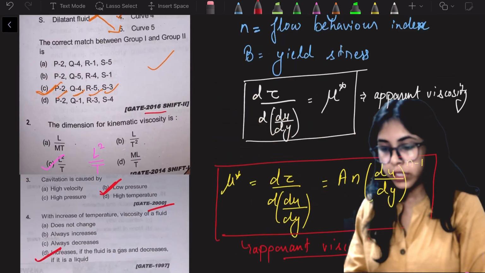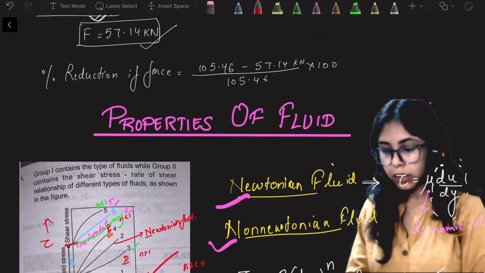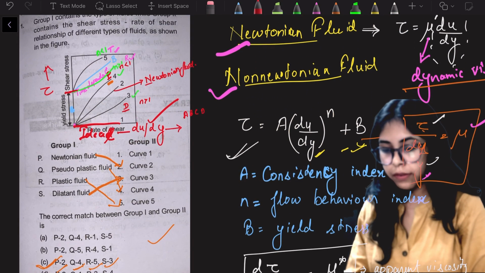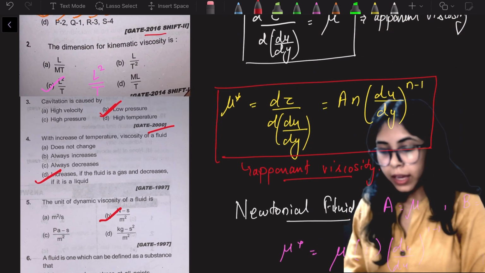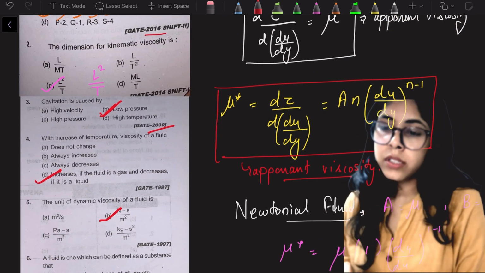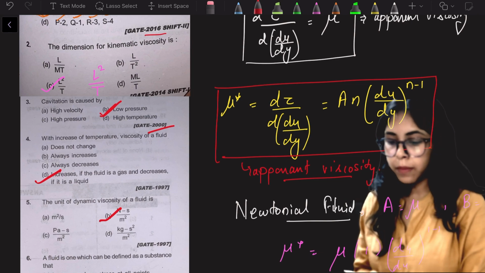All the previous year questions we have discussed for properties of fluid. We got all questions in 1 mark, so we need to remember that.